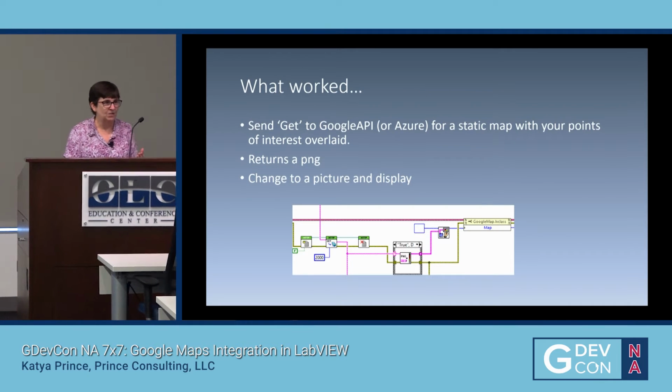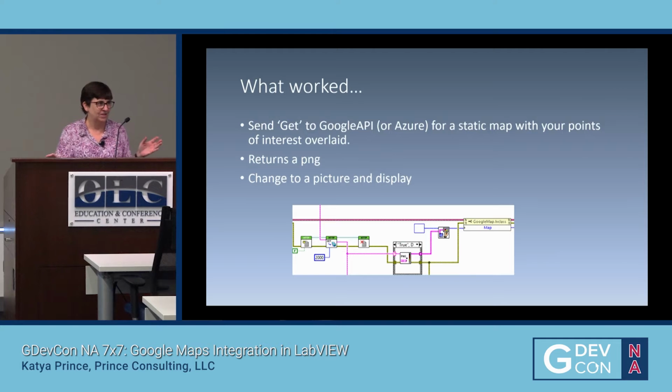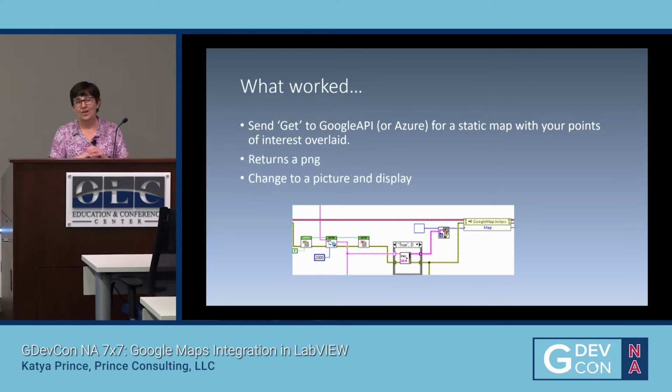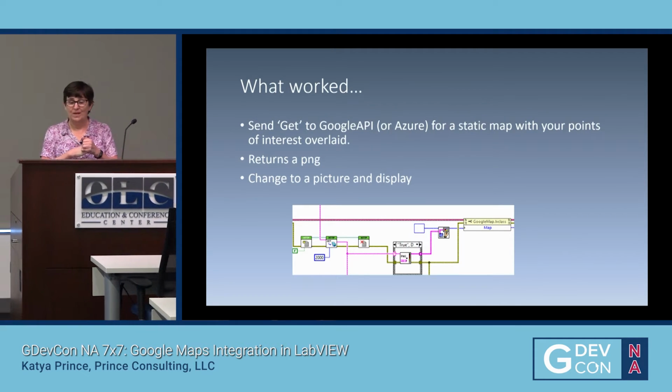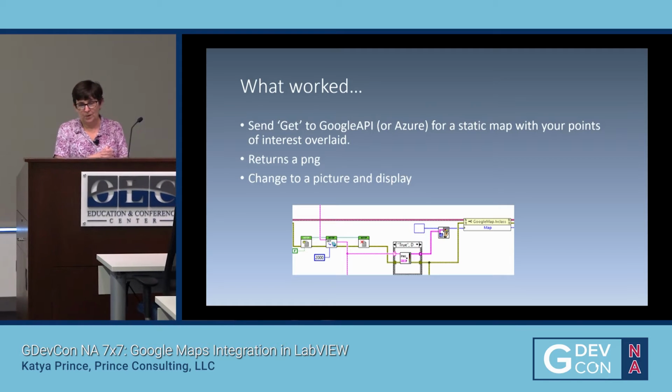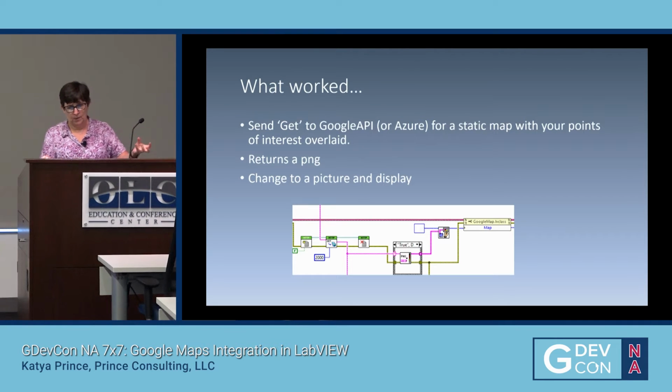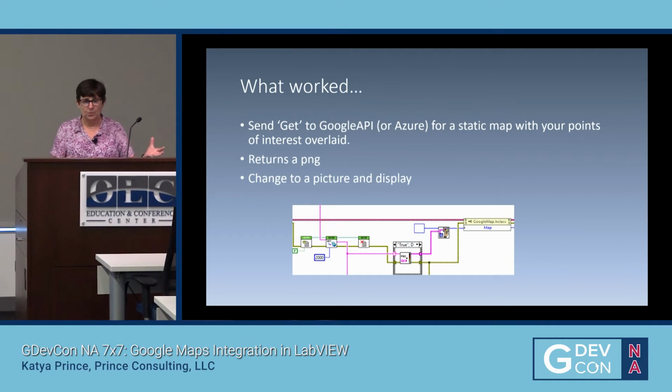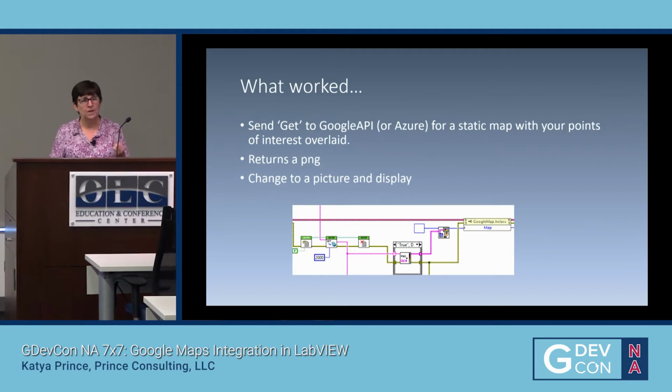I was going to have a slide of all the things I tried that didn't work. There's not enough time for that, so I'm just going to talk about what did work. Basically, there's a Google API, and Azure has a similar one. You basically send a GET to it with some information, and it'll send back a static map with the points of interest overlaid on top of it. It's returned as a PNG.